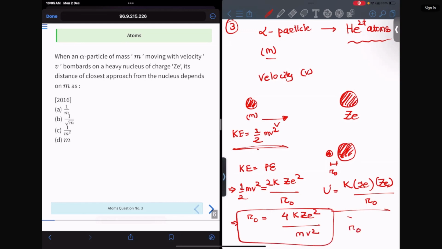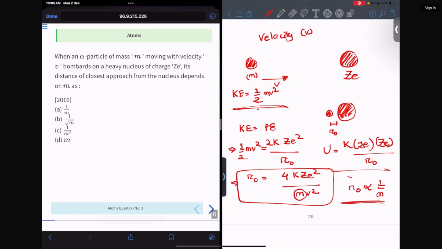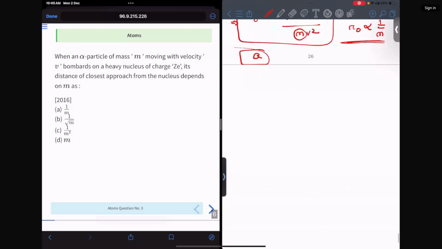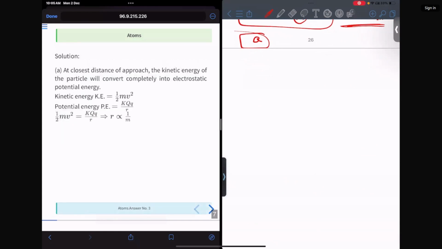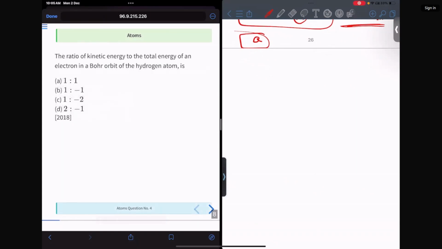So R naught is proportional to the reciprocal of mass. Mass is in the denominator. So you got your answer. The answer will be option A: R naught is proportional to the reciprocal of m. With this, I'll move to question number 4.